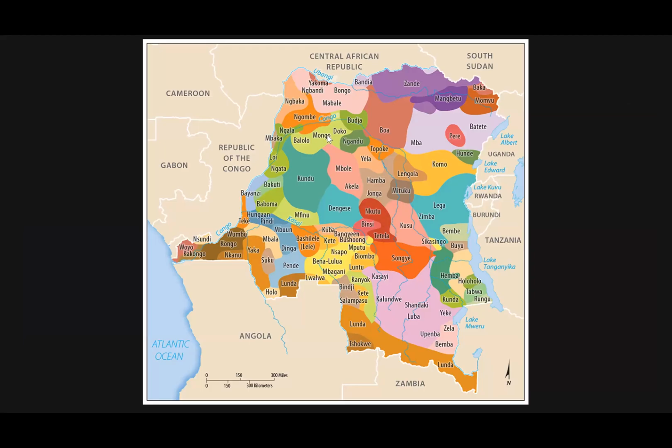Now they attempted to create a unity government where they had one president and 18 different vice presidents, but that didn't work out too well. So it still has a lot of ethnic conflict and a lot of problems related to all of that.